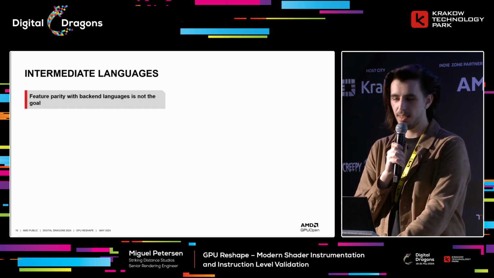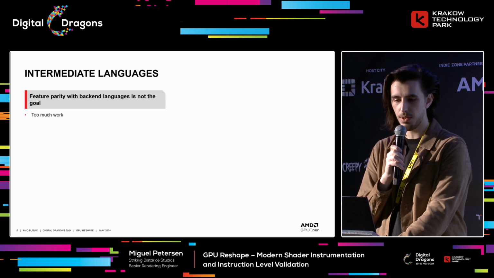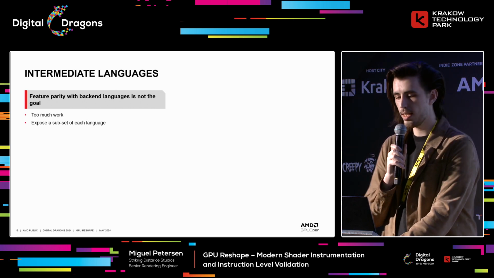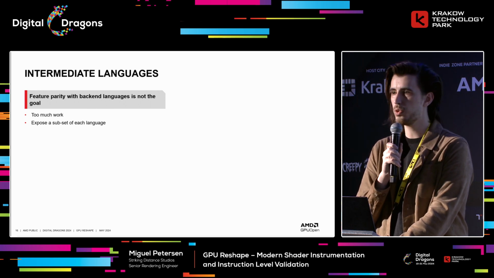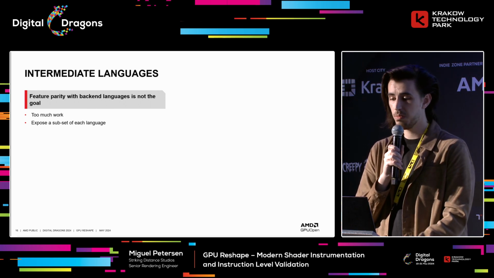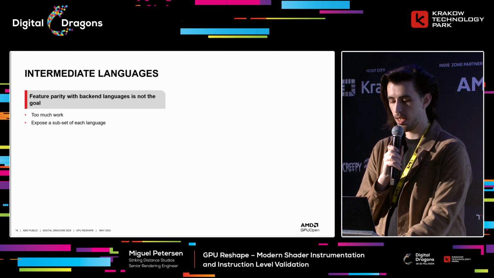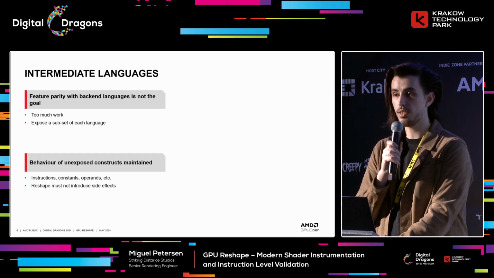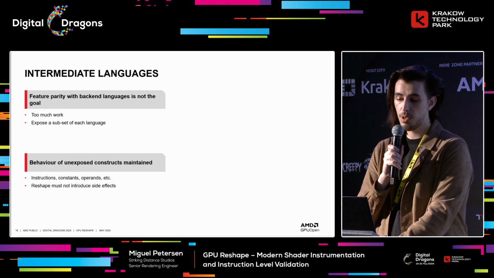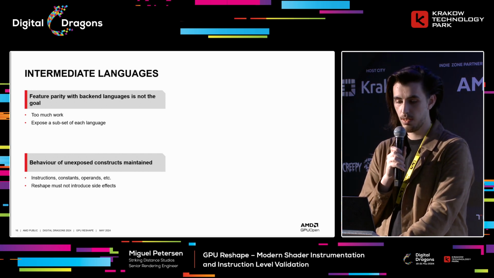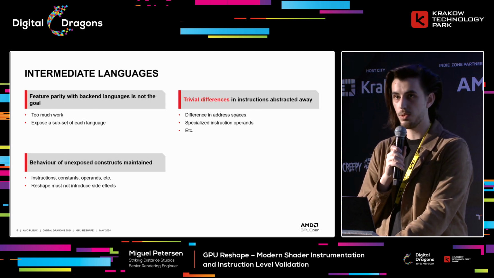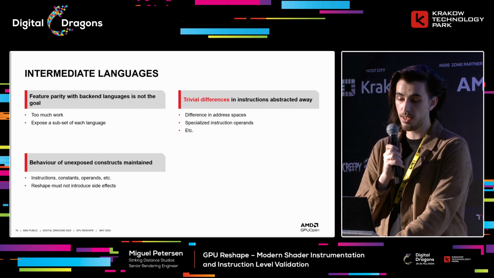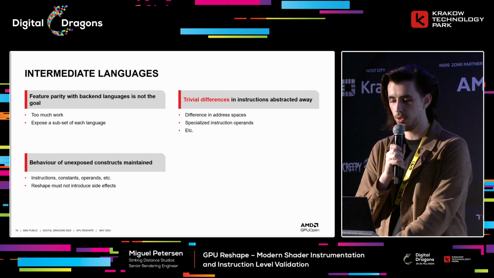But a full backend language abstraction is not the goal, and it would take far too long. What GRIL instead does is that it exposes a meaningful subset of each language with the behavior of the unexposed constructs maintained. For example, let's say you modify an image load operation which has unexposed instruction operands. You change the coordinates for whatever reason. The behavior of the unexposed operands is kept intact. And trivial differences in instruction sets, be that address spaces or the actual instruction set itself, are abstracted away for you. You don't really need to worry about that.